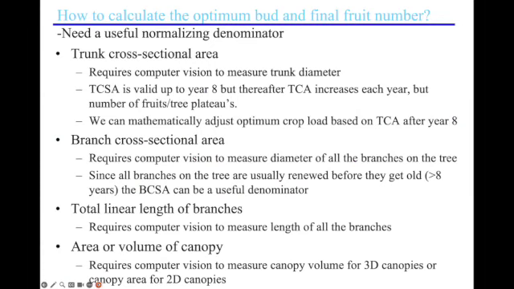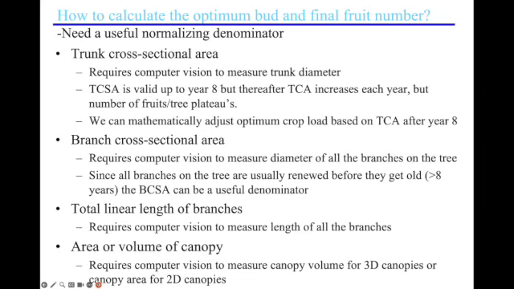Now, I want to switch to the issue of how to calculate this optimum number. So we need some way to normalize the trees. Now, if you use trunk cross-sectional area, we can measure trunk diameter with computer vision. And in fact, we worked with one company that will use their cameras to go up and down the row and give us trunk diameter measurements. We can convert to trunk cross-sectional area without problems. The real issue comes in the second point. The trunk cross-sectional area really is valid on young trees up to year 8.